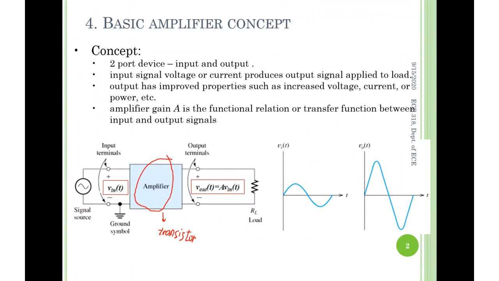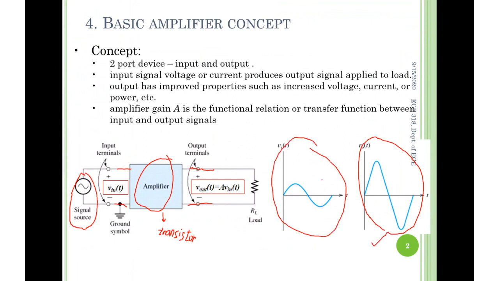So you have an input signal source, which is to be amplified, and at the other end of the transistor amplifier is the amplified signal. This pretty much is the output, and this is the input. From the magnitude, you can easily tell the magnitude is increased. This is nothing but the amplification.